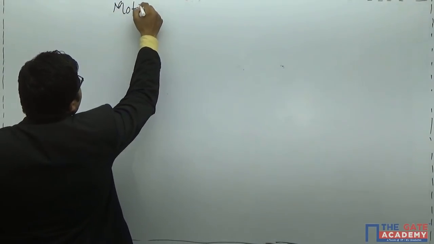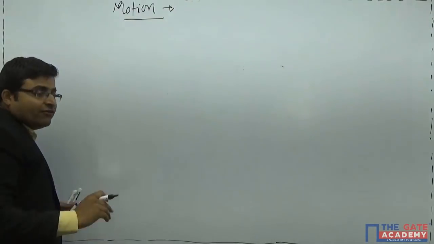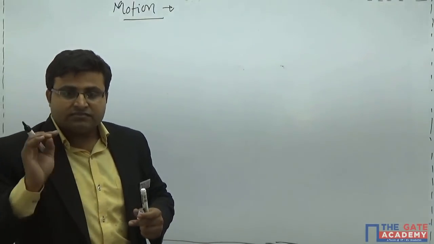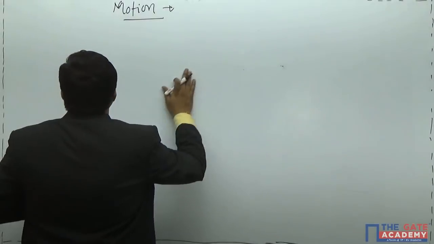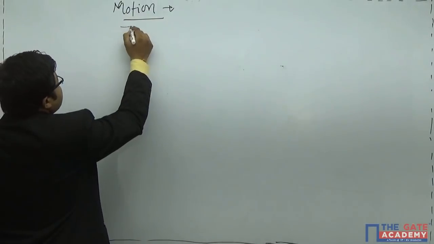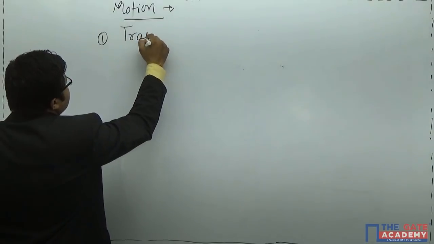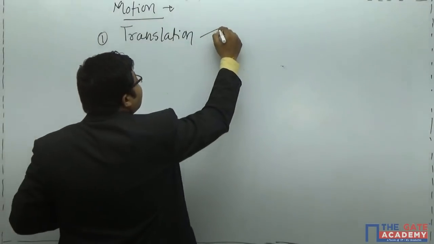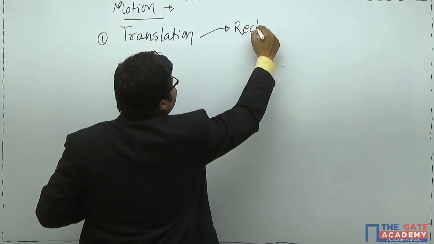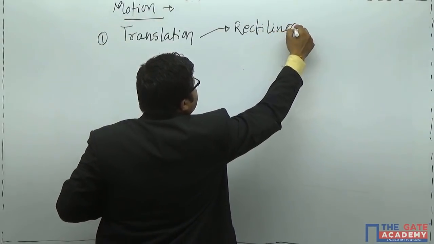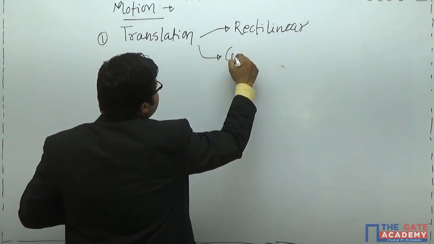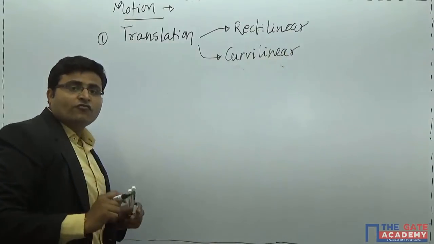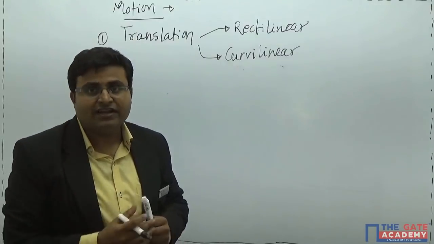Motion. We all know what is motion, but I want to discuss the types of motion which we will be dealing with. In our context, for the syllabus which we have, the important motions are these. First is translation, which can be of two types: one is rectilinear translation and the other is curvilinear translation.